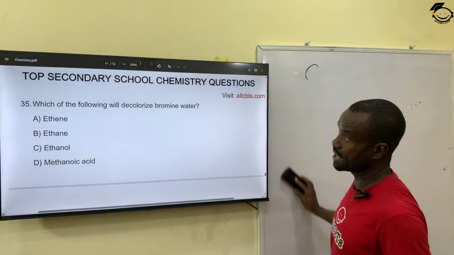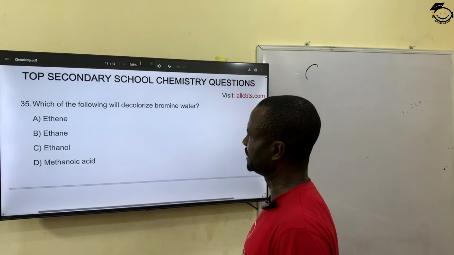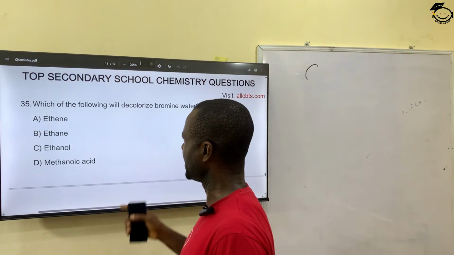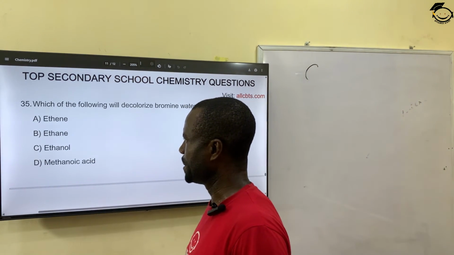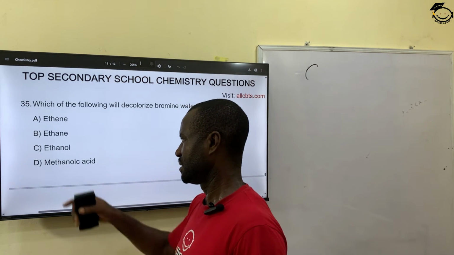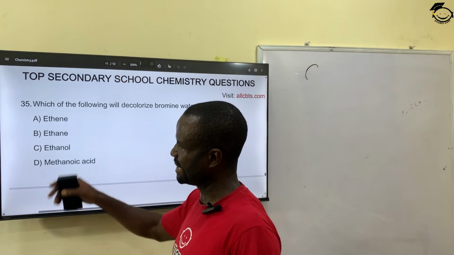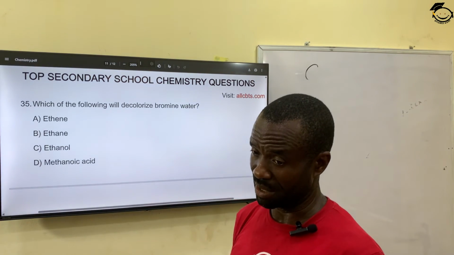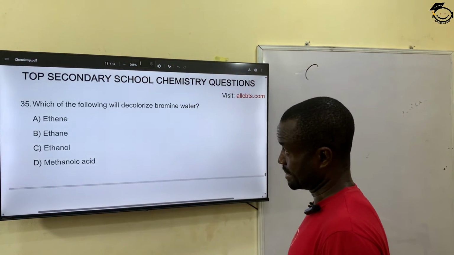The next question says, which of the following will decolorize bromine water? Another characteristic of unsaturated hydrocarbon is that it decolorizes bromine water. A, ethene, B, ethane, C, ethanol, D, methanoic acid. So the correct answer is A, ethene. Ethene will decolorize bromine water, being an unsaturated hydrocarbon. 36.